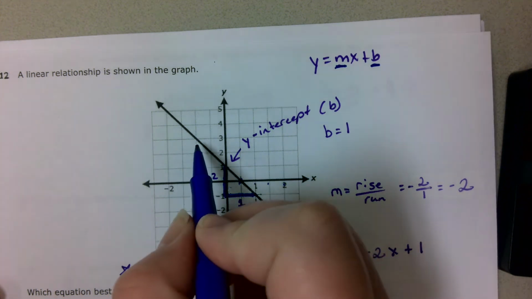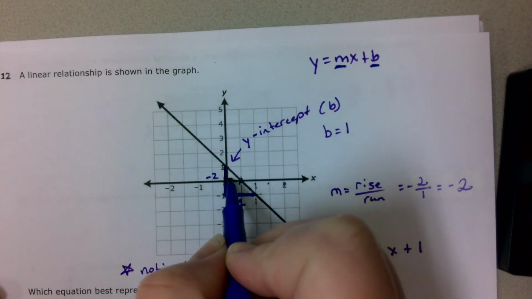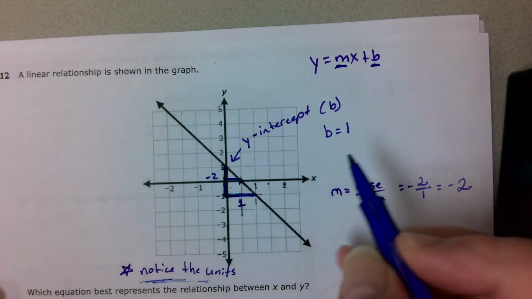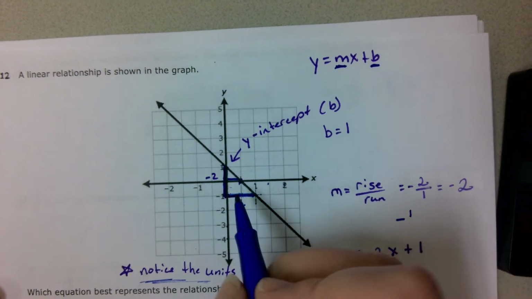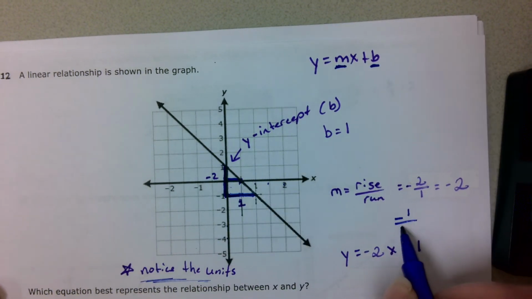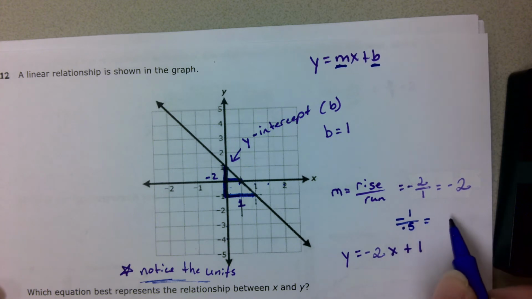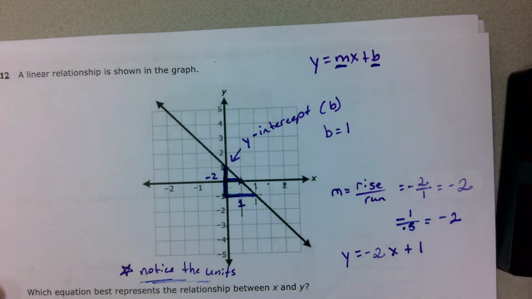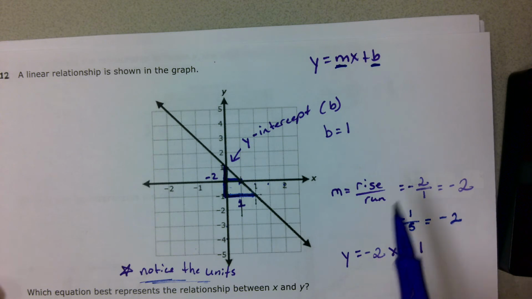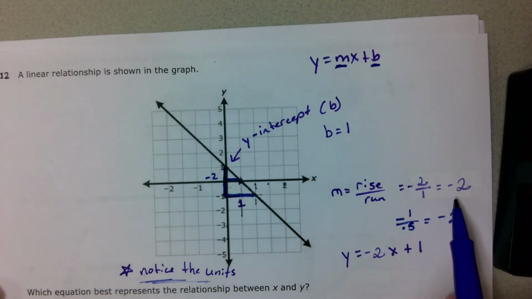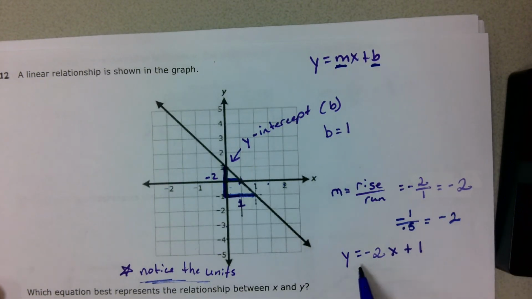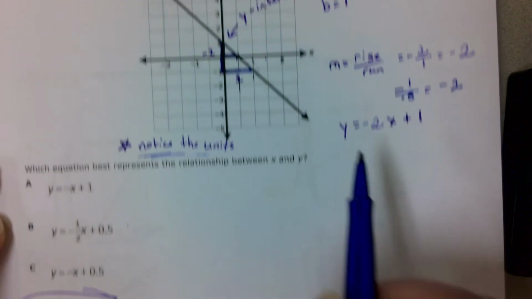If you had made a smaller triangle, you would have had down 1, so -1, and over 0.5. And when you divide that, you still get -2. So then you just need to substitute your -2 and your 1 into your slope-intercept form, and you would get y equals -2x plus 1, right there, D. And it's really good.